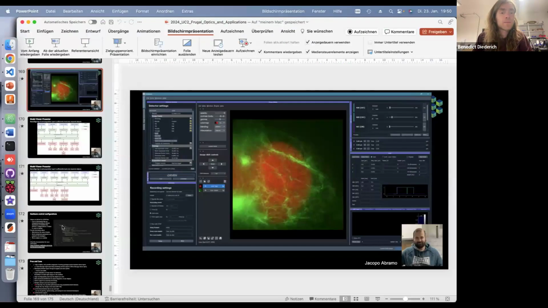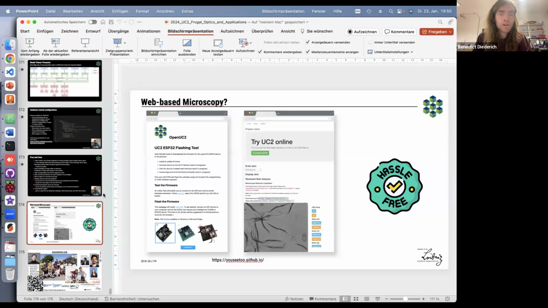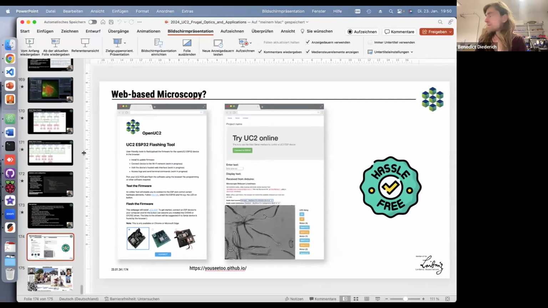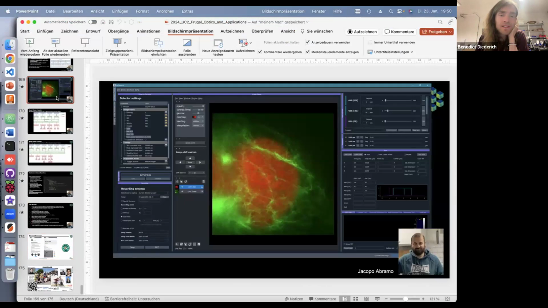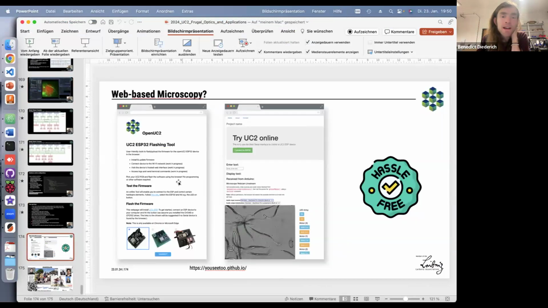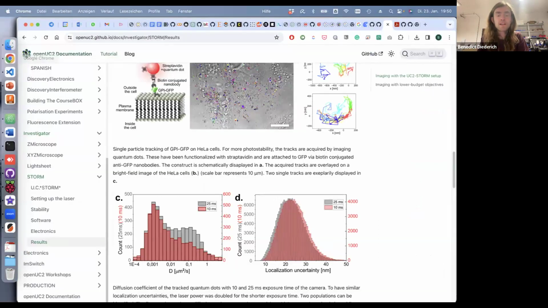One more last thing, but I don't want to show it because I don't have the electronics with me here. Forgot about it. What's also really nice is, because ImSwitch is nice, but you have to install Python. You have to be aware of Python in general. You can also use the microscopes in the browser. So that's something we have used recently.